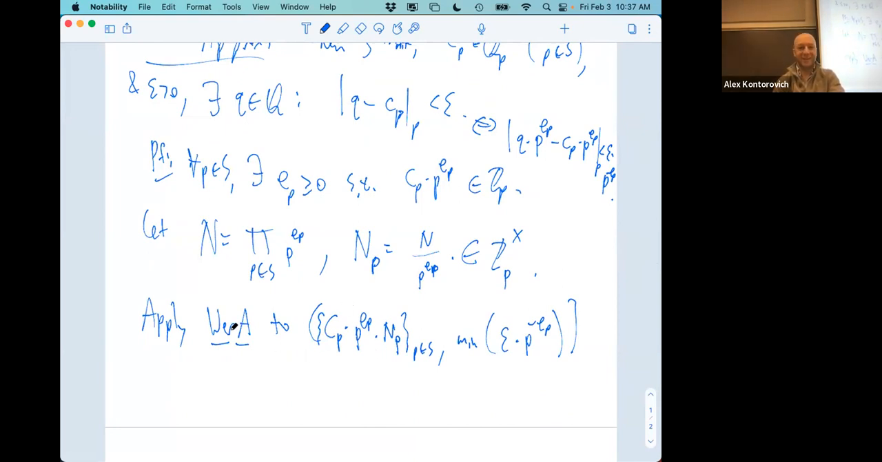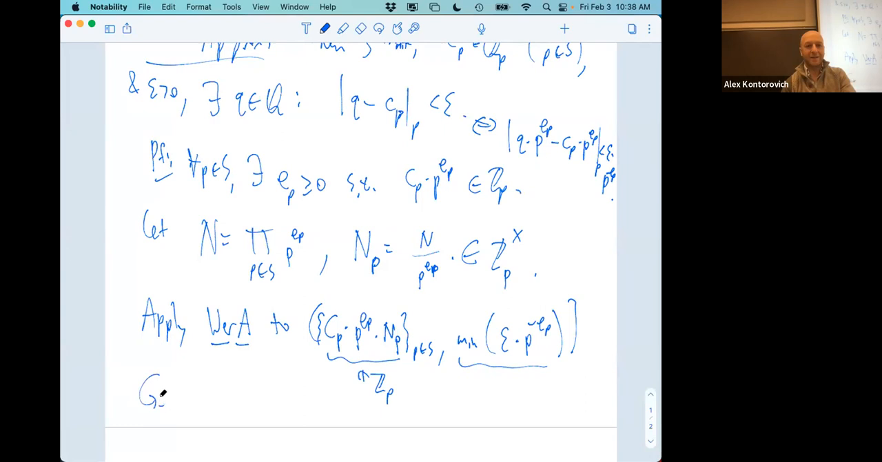So I apply weaker approximation to this pair; I need a bunch of elements of Z_p. That was the problem last time. It wasn't a problem, I just said it very quickly: you just apply weaker approximation after multiplying through by this, but it's a little more subtle because I want to refactor it like that. This minimum is some epsilon.